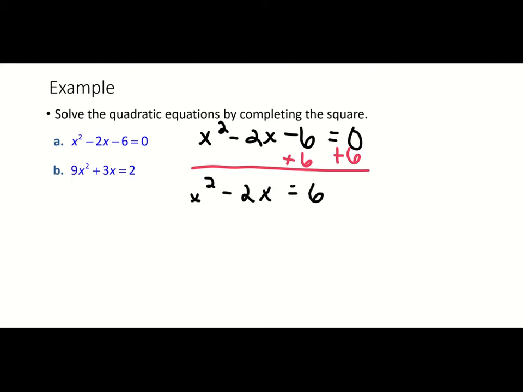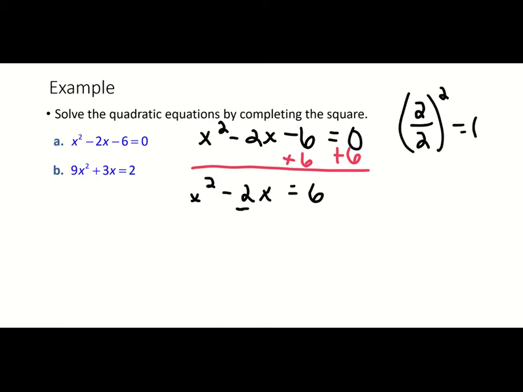Next, if we had an a term other than 1, we would divide everything by that. This one we do not, so that's nice. But now we need to figure out what b is, and it doesn't really matter what the sign of b is because you're going to square it, so it will be positive. B is 2, so we take b divided by 2 and square it. Well, 2 divided by 2 is 1, 1 squared is 1.